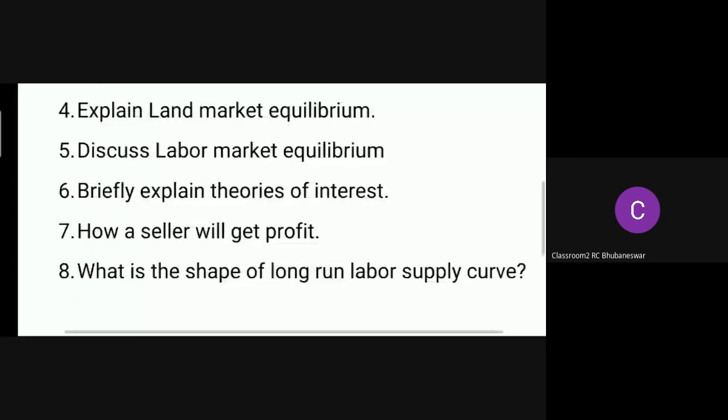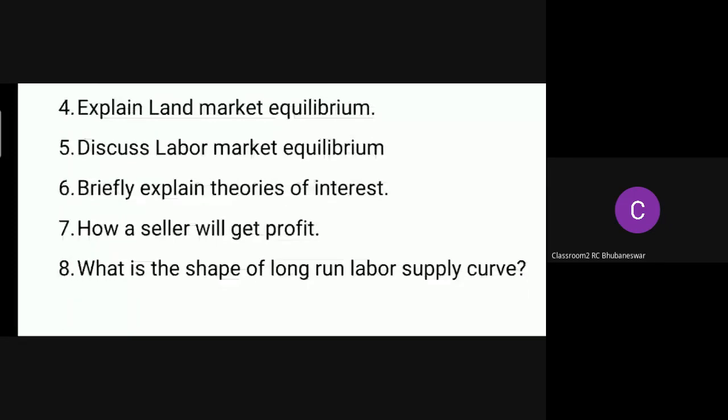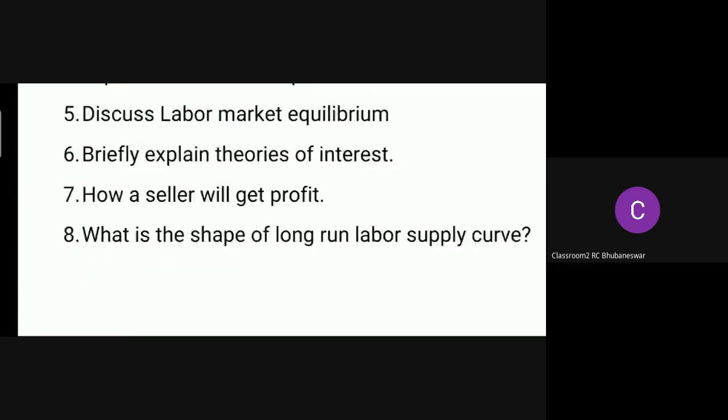What is the shape of the long run labor supply curve? Here it is not a long term question, it is very short term. You have to explain in the labor supply curve what happens in the long run.